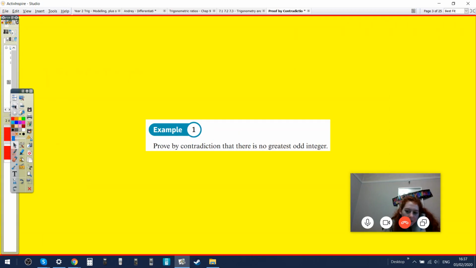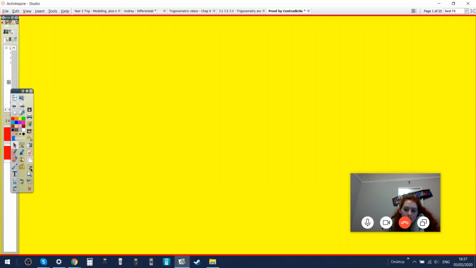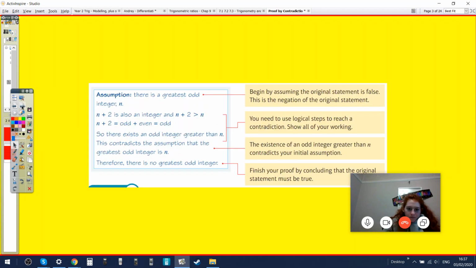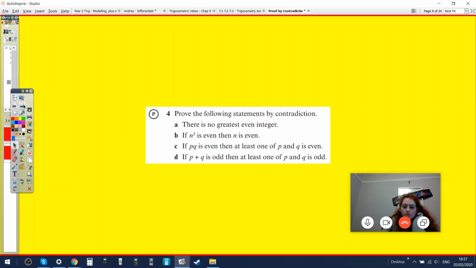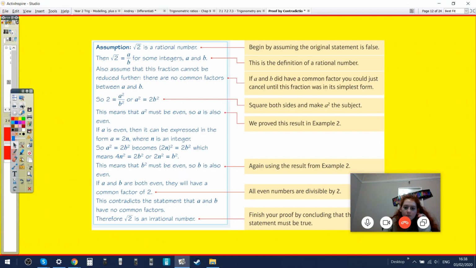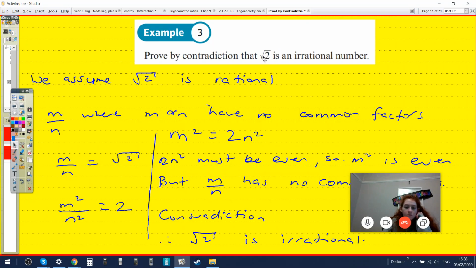No. Okay. And that's pretty much year 2 proof. It uses those same things over and over again, like even 2k, odd 2k plus 1, consecutive odd 2k plus 1, 2k plus 3. What was the other one? Yeah, irrational a over b, where a and b are integers with no common factors, meaning it can't be simplified. And then irrational 1, yeah, square both sides, show that they're both even, so they do have a common factor.